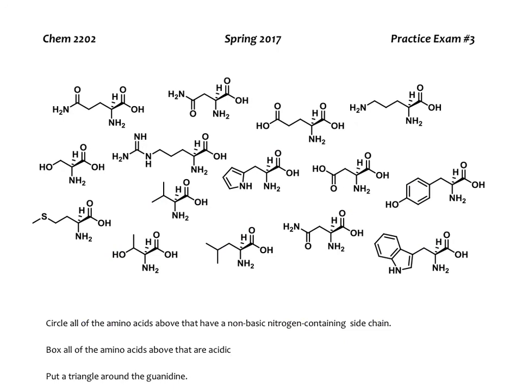Page 7 of practice exam 3. So this is very similar to your take-home exercise. Circle all of the amino acids above that have a non-basic nitrogen-containing side chain. All right, so again, non-basic nitrogen-containing side chain, so histidine, right? That's not basic because it's part of an aromatic group. The other kind of not basic nitrogen is an amide side chain.